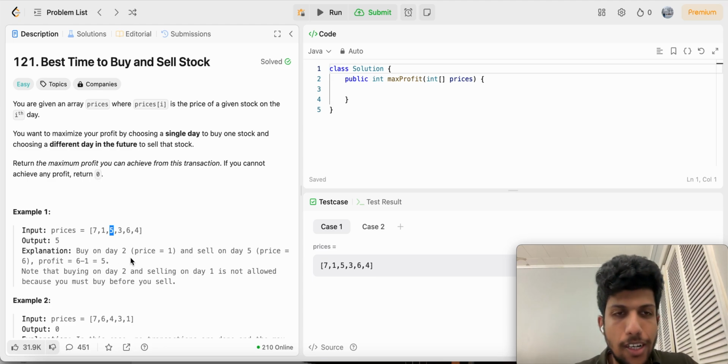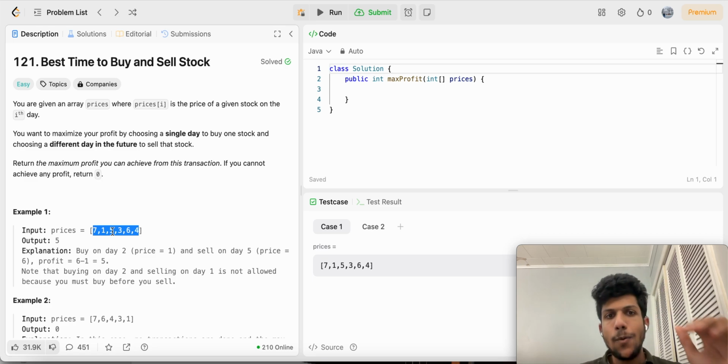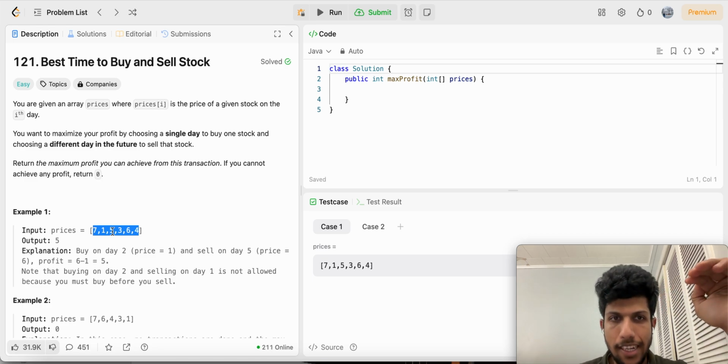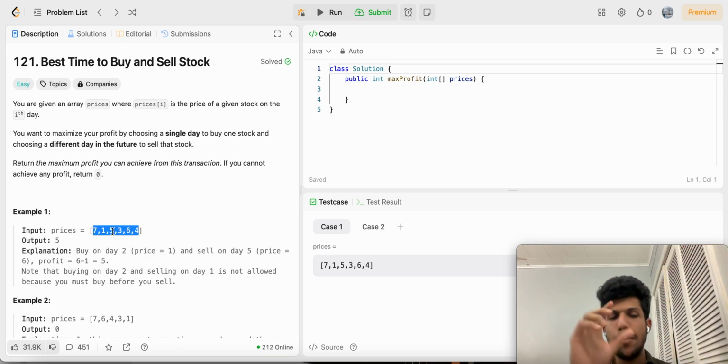Okay, so now we are given this array, right? Now I would start with a minimum price. So I would take it as a bigger value. Okay, and the max profit I would take as 0. Now I would iterate through the whole of the array.